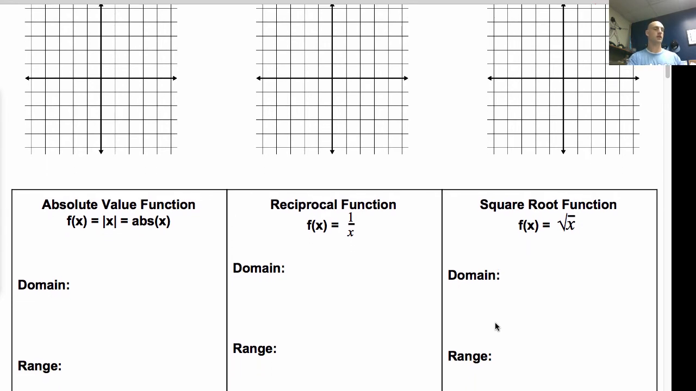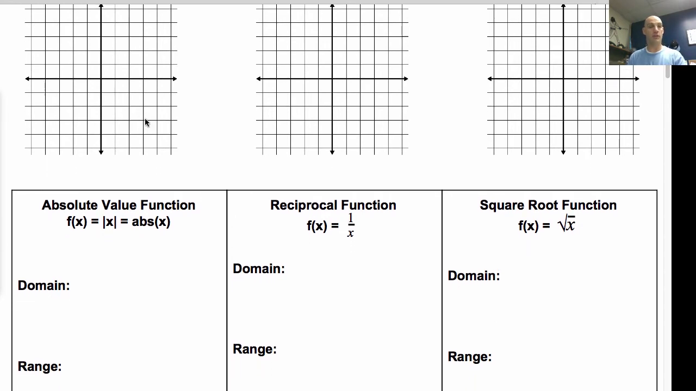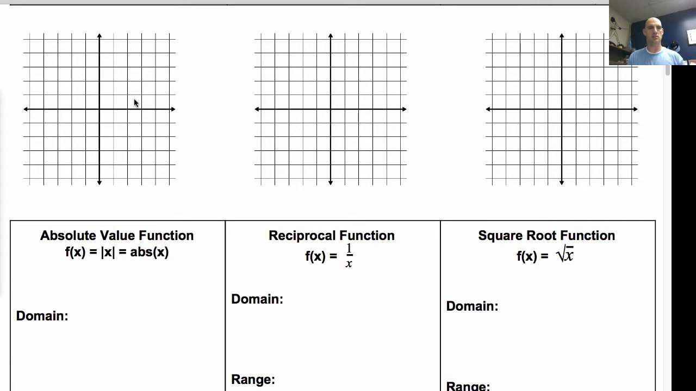Absolute value function. Absolute value function is that one that looks like a V, right? So it looks like this. And so it's going to have 0, 0. It's going to have 1, 1. It's going to have negative 1, 1. It's going to have 2, 2. It's going to have negative 2, 2.